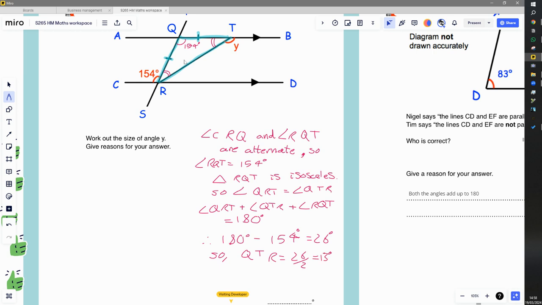Next, we can say that QTR plus Y is equal to 180 degrees. Maybe if I want, I can just put straight line. But again, this is probably overkill. So Y is equal to 180 degrees minus 13 degrees, which is equal to 167 degrees. And that's the answer. Okay.